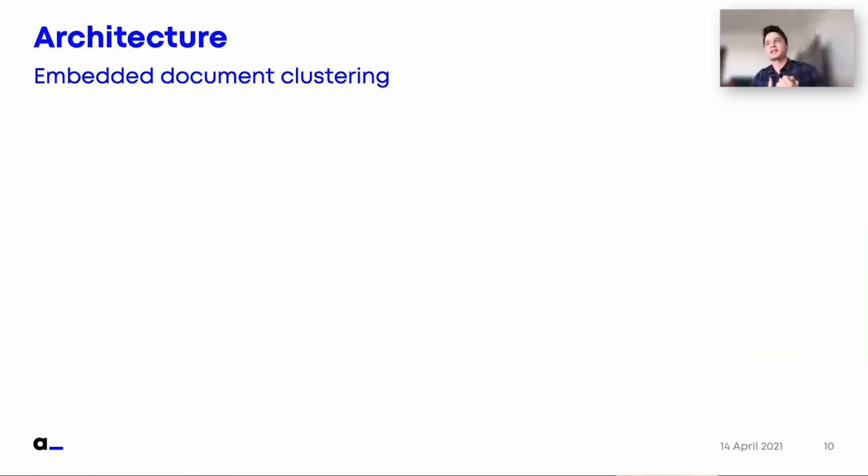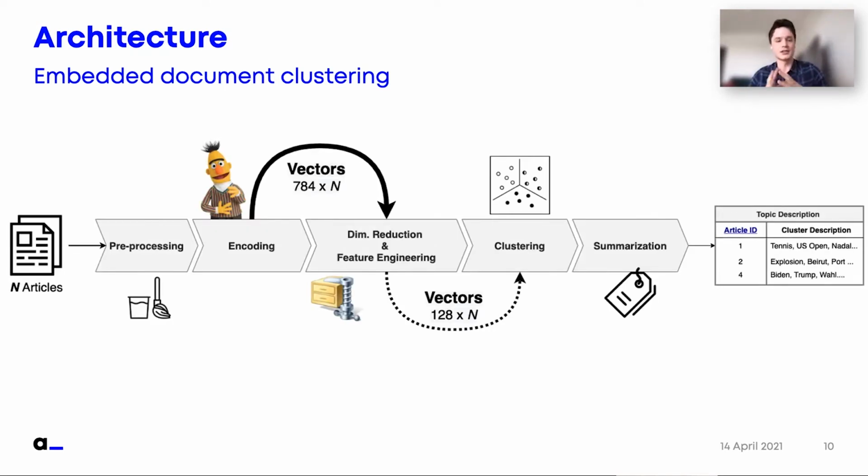Now, let's talk about the architecture of our system. So we know what embeddings are right now, but besides embeddings that represent the documents, we also have other components in our system. This diagram shows all the processing steps that take place from loading the articles until we have a clear mapping between article and topic. It goes from preprocessing to encoding, dimensionality reduction, up to clustering and summarization. And we will go over each of these steps in detail right now.